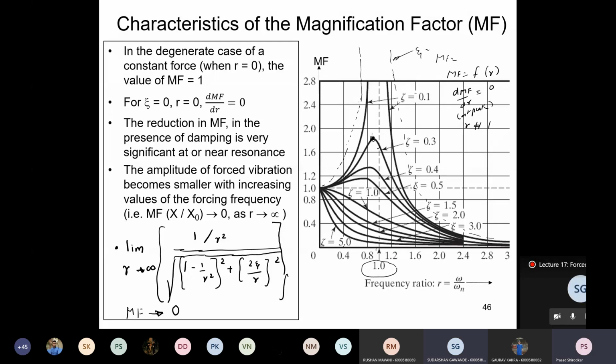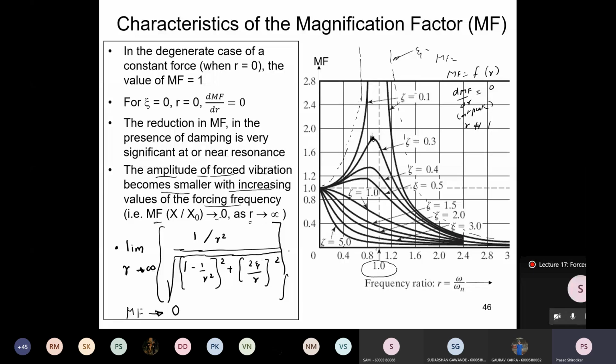Any other questions? Can you explain the slide, the amplitude one, once more? The last one, amplitude. What it says is: the amplitude of the forced vibration becomes smaller with increasing value of forcing frequency. In other words, the magnification factor tends to 0 as the frequency ratio tends to infinity.